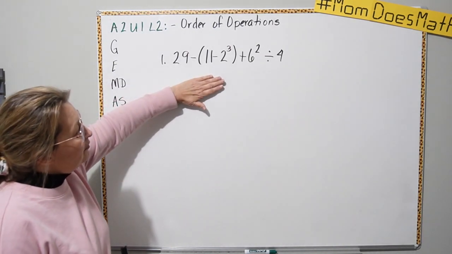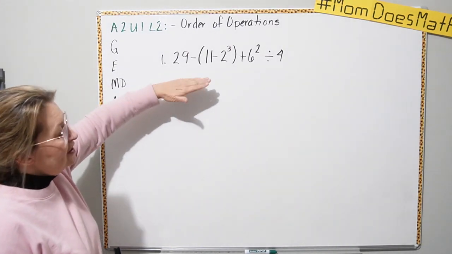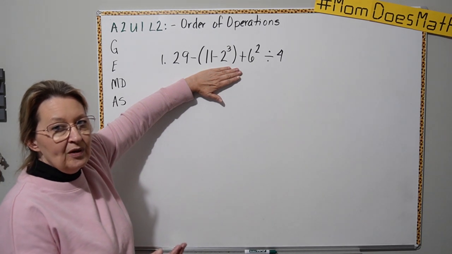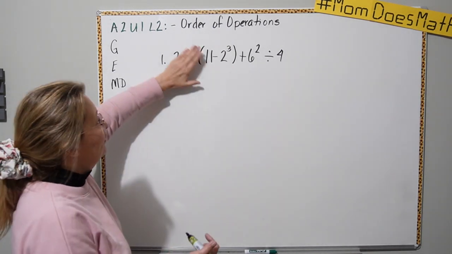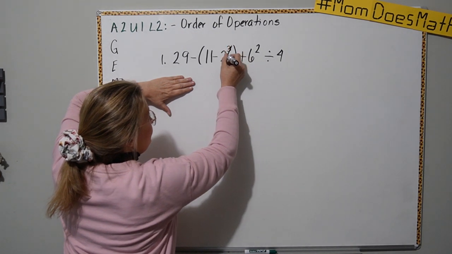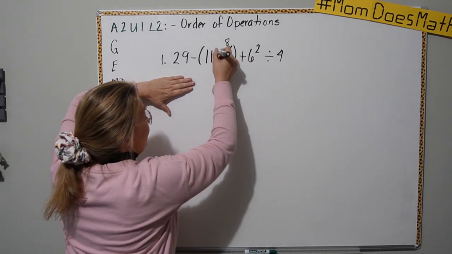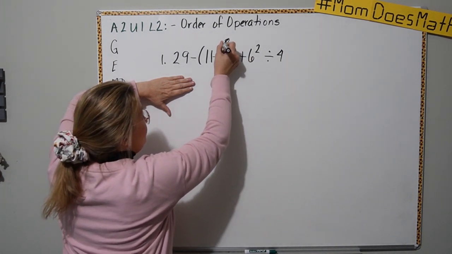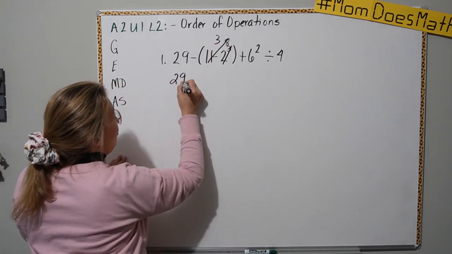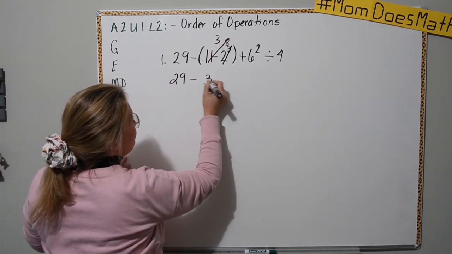All right, here's problem number 1. Now the first thing you see is that grouping symbol, the parentheses. So let's go within that set of parentheses first and simplify. Now 2 to the third power, 2 times 2 is 4 times 2 is 8. And 11 minus 8 is 3. So what we actually have at this point is 29 minus 3.